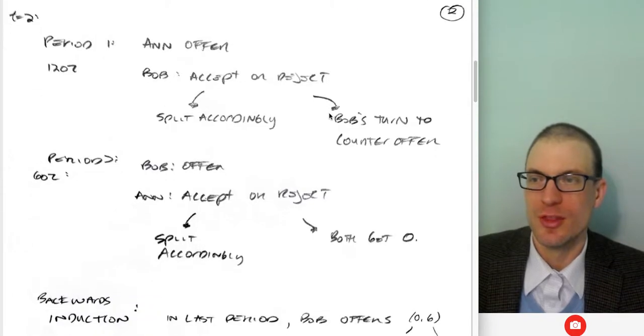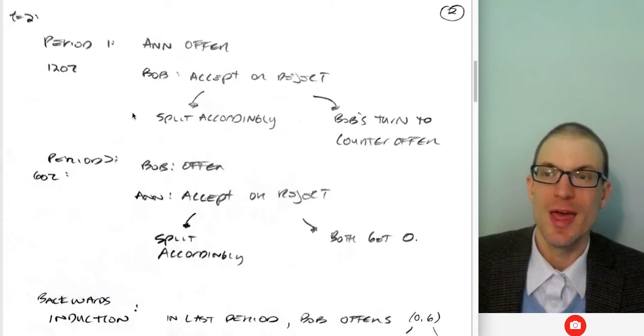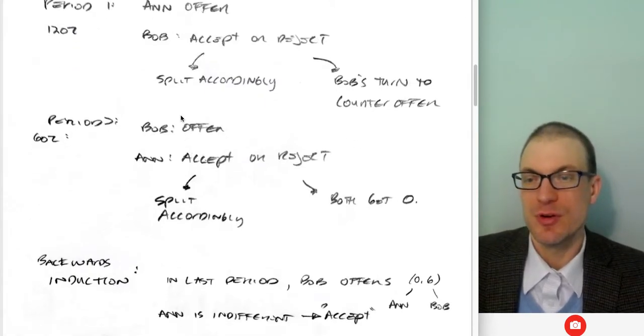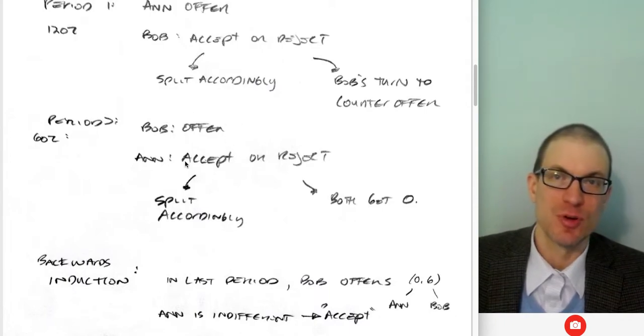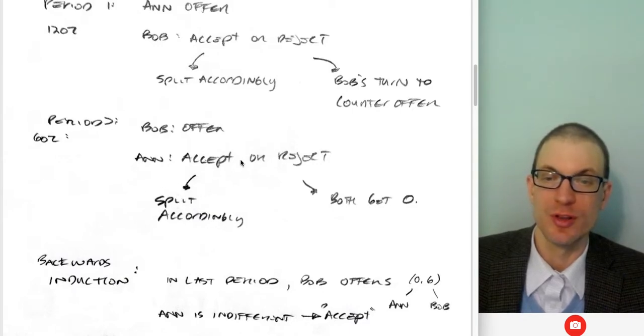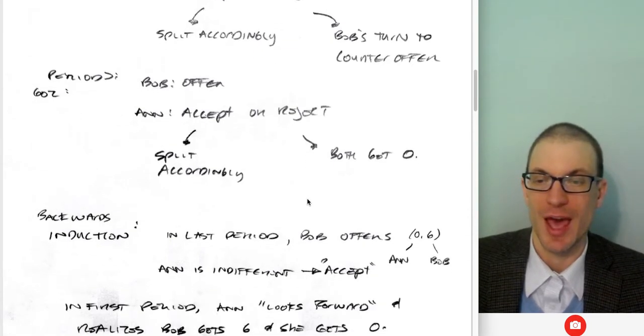All right. In the 2-period game, suppose now we've got 12 ounces of ice cream. It's going to shrink to 6 ounces by period 2. Ann makes an offer. Bob can accept or reject. If Ann's offer is accepted, they're going to split accordingly. If Ann's offer is rejected, Bob gets to make a counteroffer. Then in period 2, Bob makes the offer. Ann accepts or rejects. If Ann accepts, the ice cream is split accordingly. If Ann rejects, they both get 0. So we'll use backward induction to solve this, determine what's going to happen.